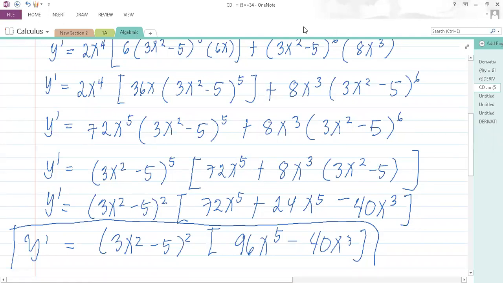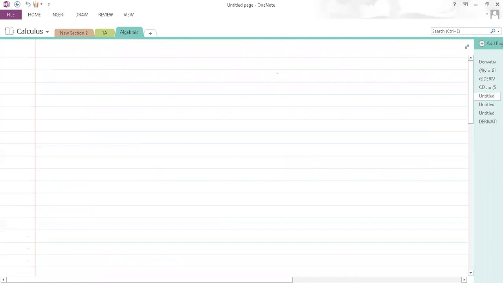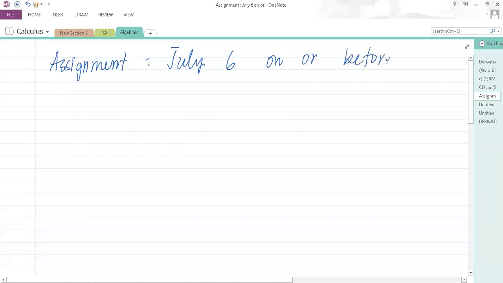Okay. So we will continue this. We will continue for the higher order derivative and the polynomial curve next meeting. But before you exit our Zoom meeting, I will give you an assignment. Okay, so for your assignment, this is due on July 6, on or before 8 o'clock a.m. Okay, so this is an assignment.